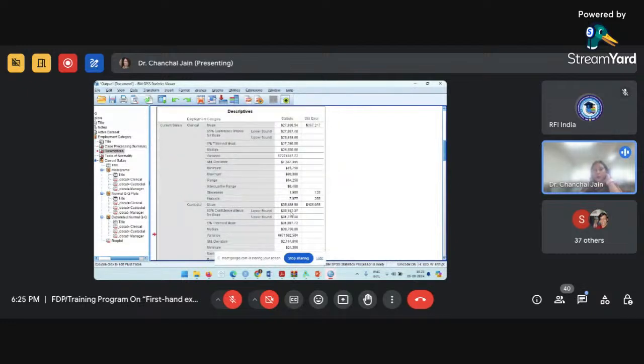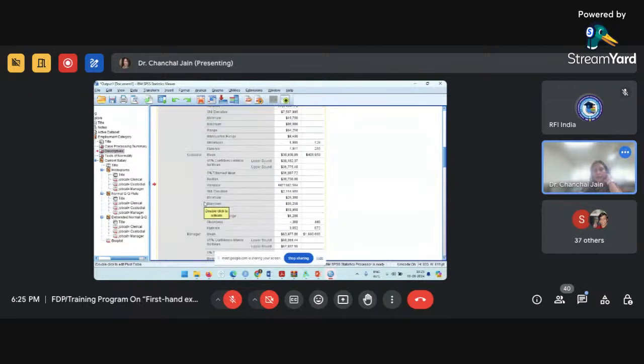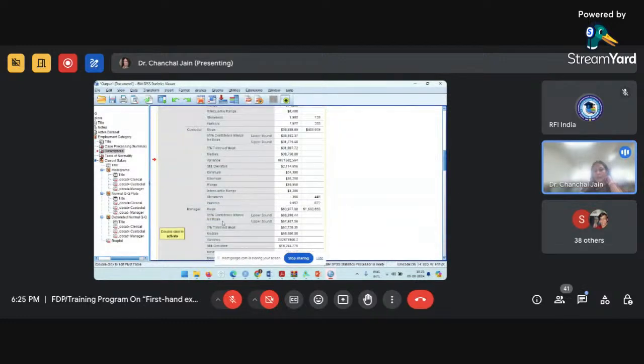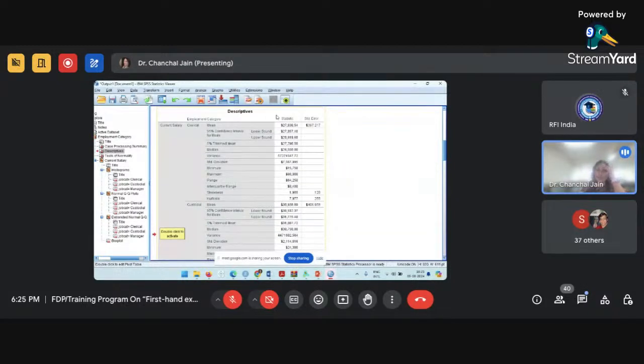Coming down to the descriptives, you can see the descriptives listed for the current salary in the three different groups, clerical, custodial and manager. Fine. So you can find that the mean current salary for the clerical staff is 27,838. For the custodial, it is 30,938. And for the manager, it is 63,977. Fine.